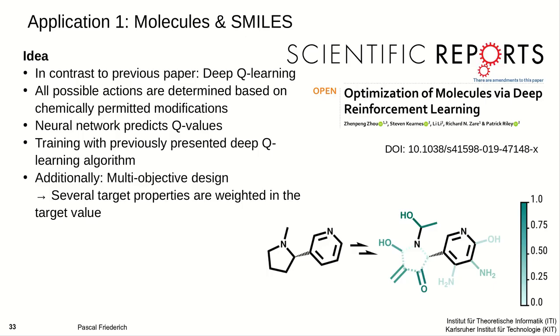So they use the experience replay, they use double Q learning with the Q prime and Q network. In addition to that, they use also some multi-objective design. So they show how we can merge several target properties in a weighted way into one single target property. And then they use this deep Q learning approach to optimize molecular properties. So basically in each step, they get a certain state, a certain molecule here. They define all possible actions that you can do. For example, you can add some OH group here, you can add an oxygen here, and so on. And then they evaluate using a neural network all the Q values, and they train it using the deep Q learning algorithm presented before.